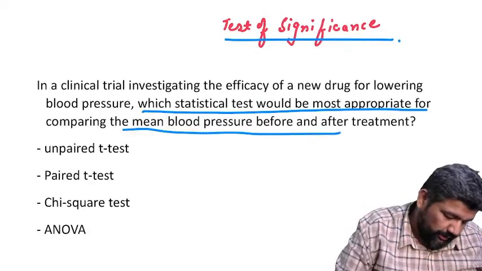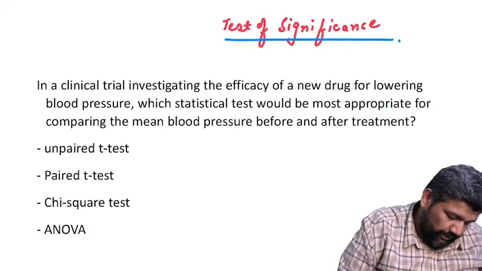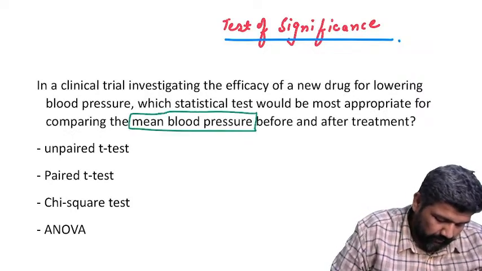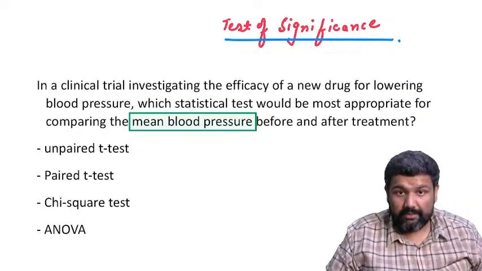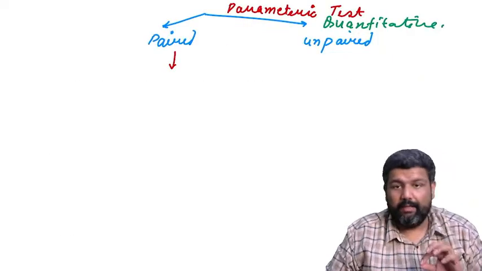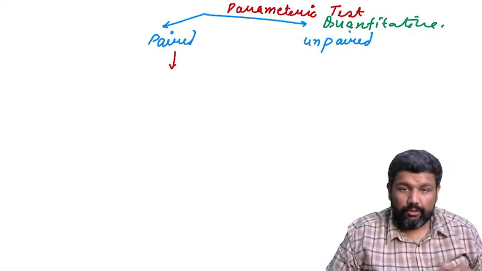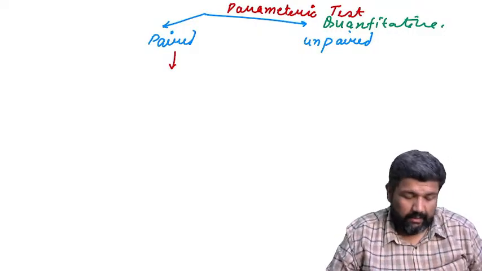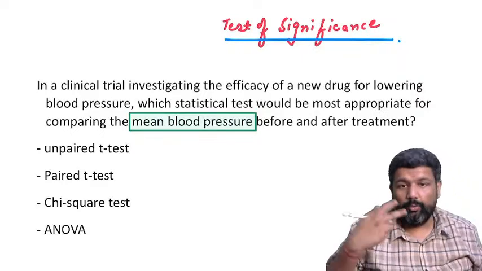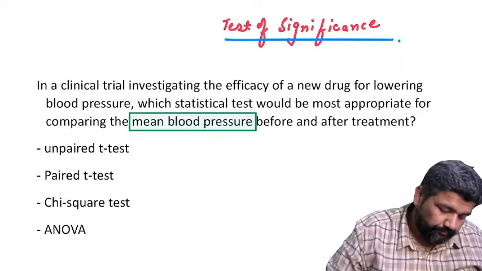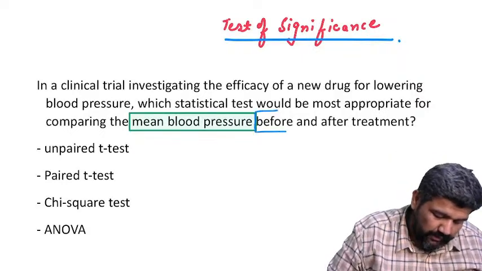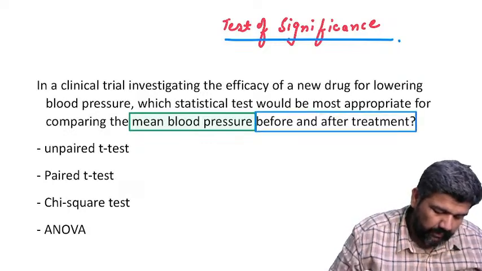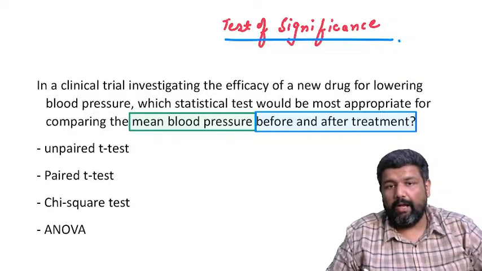In this question we have mean blood pressure. Mean blood pressure means the data is quantitative, right? So either it is a paired t-test or an unpaired t-test. Next thing, how do we do these kinds of questions? Next thing we check is before and after.